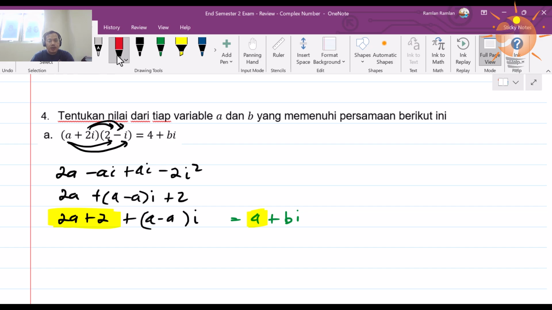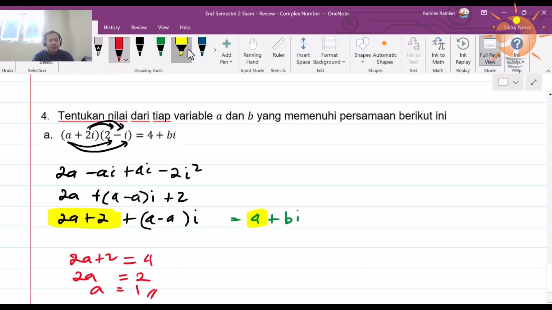So I can recreate another equation, which is 2a plus 2, which is this guy, is equal to this guy over here, right? So this is very simple algebra, right? So subtract both sides by 2, you get 4 minus 2, which is 2, and then divide both sides by 2, we get a equals 1.